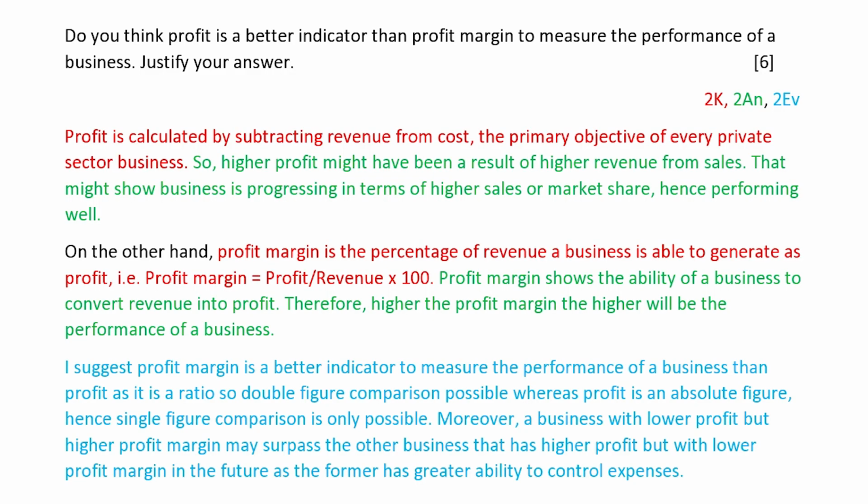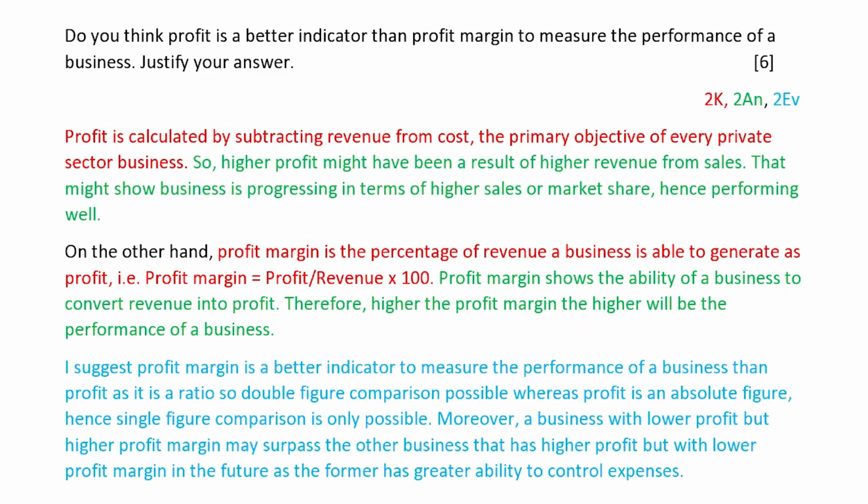Profit is, so I have started with profit. That is one of the options for indicating the performance of the business. Profit is calculated by subtracting cost from revenue, the primary objective of every private sector business. And why is it in red color? Yes, you're right. This is for knowledge. So I have shown knowledge about that term.